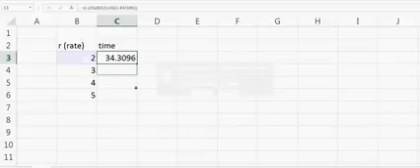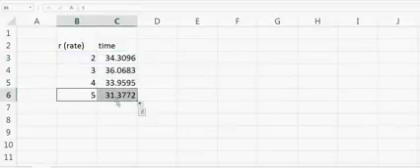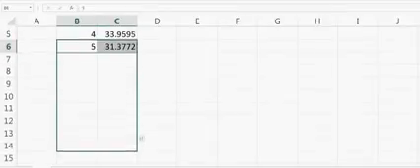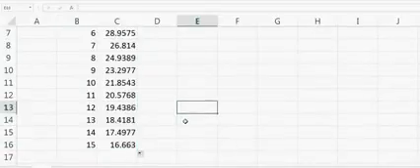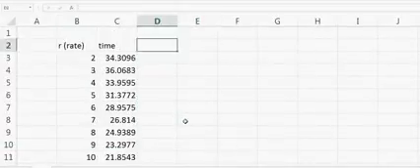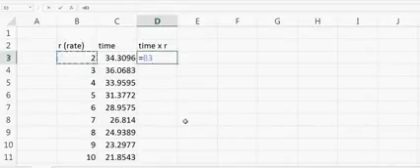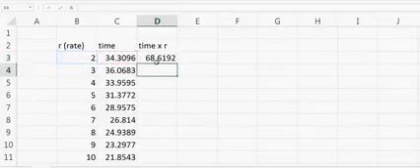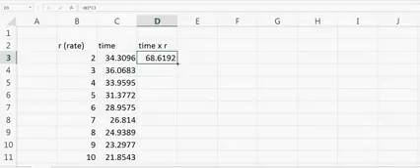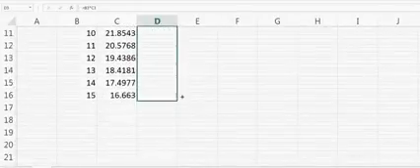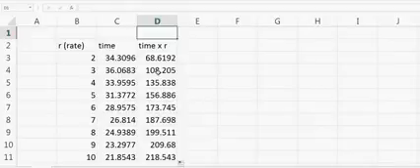So we can do the same thing, you can keep copying this formula until 15. So now if we calculate time into rate, that will be equal to 2 into time, so 68.6192. So this is very close to 70. So if we keep doing this for all the rates, we can see something is wrong here.